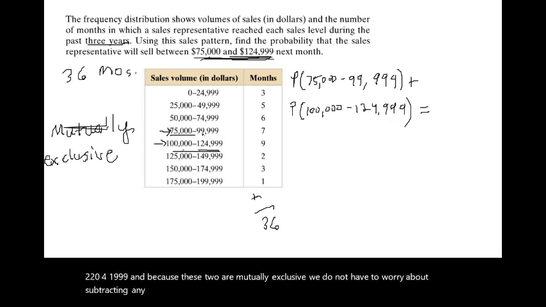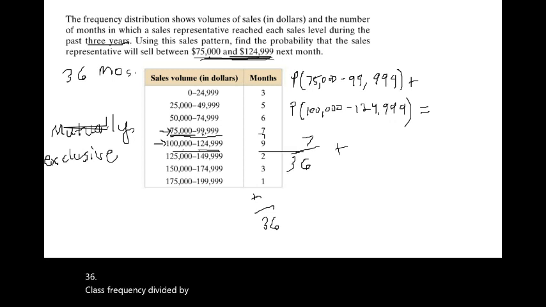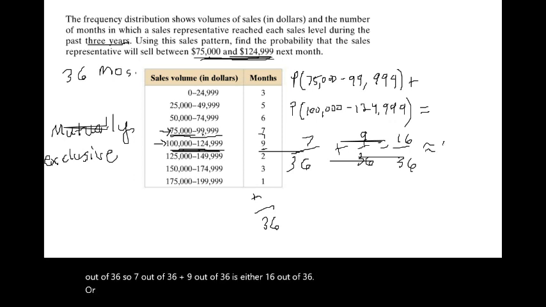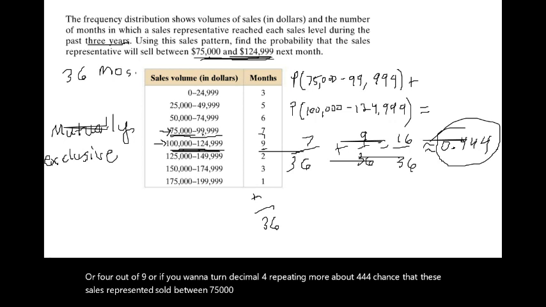So the probability that the sales will fall in this class here is 7 out of 36. Class frequency divided by the total. Then we're going to add to it the probability that the sale fell in this class, which was 9 out of 36. So 7 out of 36 plus 9 out of 36 is either 16 out of 36 or 4 out of 9, or if you want to turn it into a decimal, 0.444 repeating, or about a 44.4% chance that the sales representative sold between $75,000 and $124,999 next month.